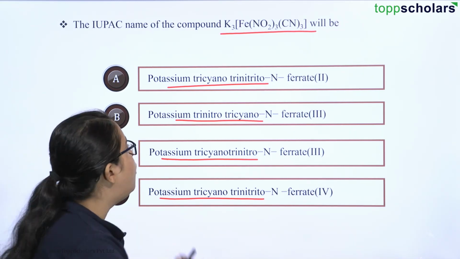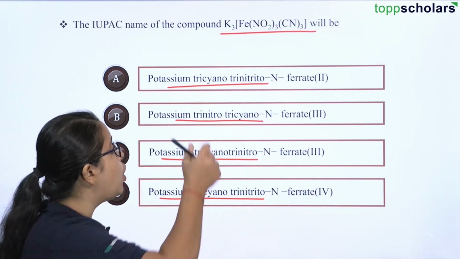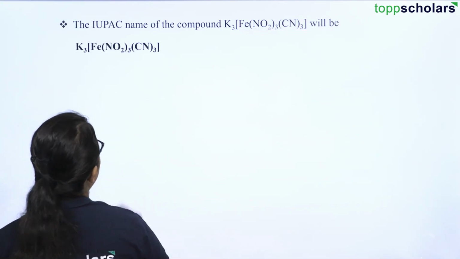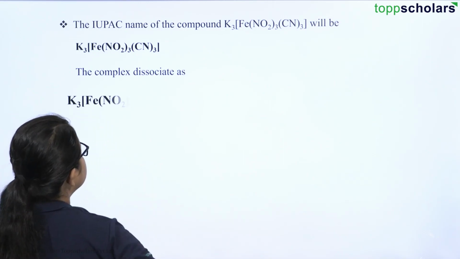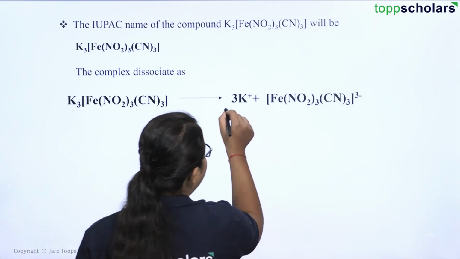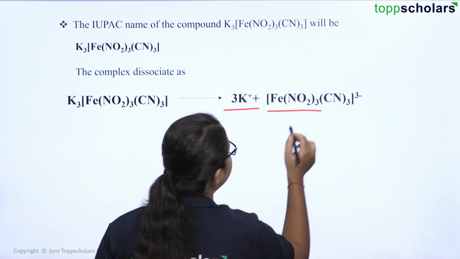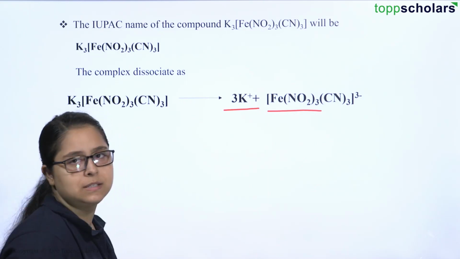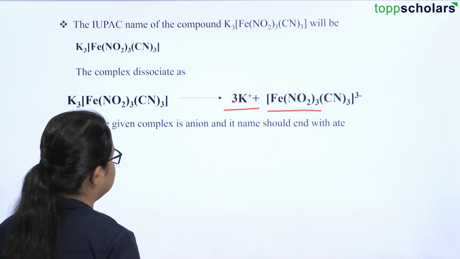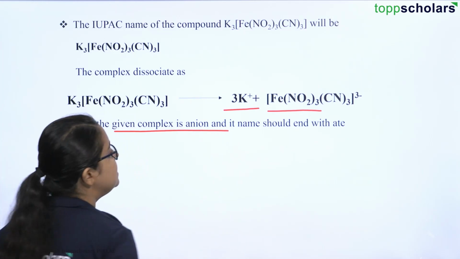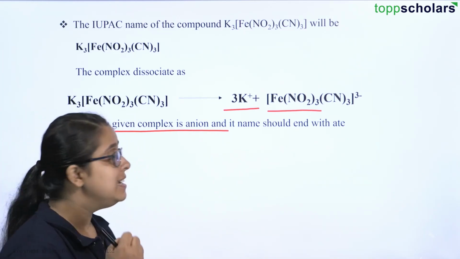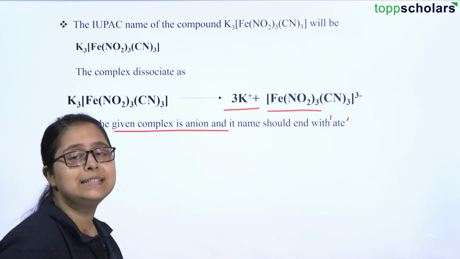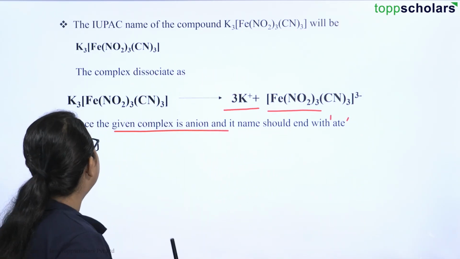So before naming it, we must know how this complex actually dissociates. Okay, let us have a look over here. This is the complex provided to us, and this complex dissociates as 3K plus and [Fe(NO2)3(CN)3] with a charge of 3 minus. So the given complex is actually an anion, and hence the name should end with -ate. This is the basic step you must know while starting to name such compounds.